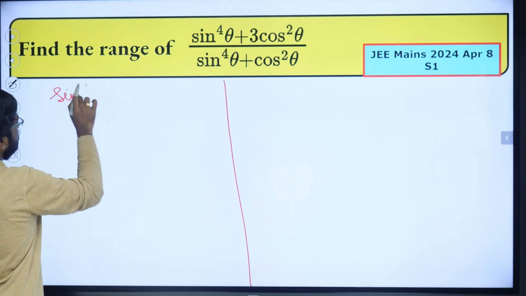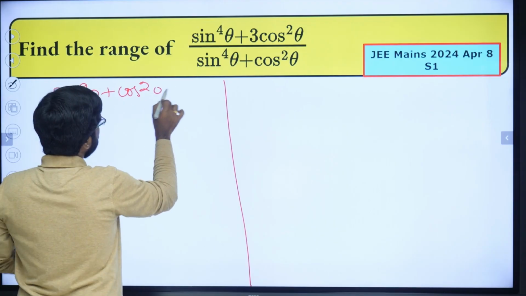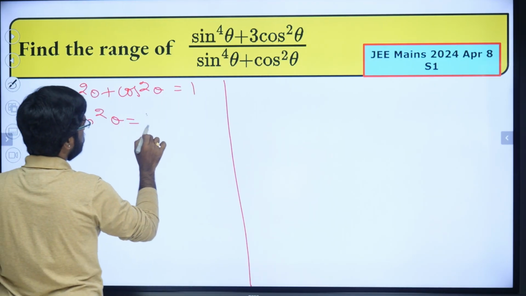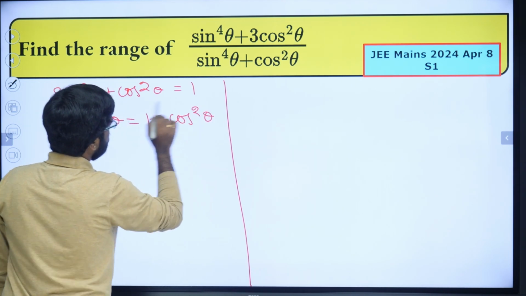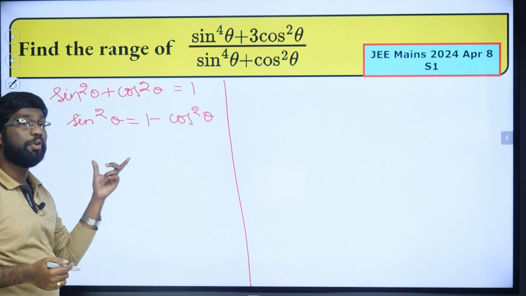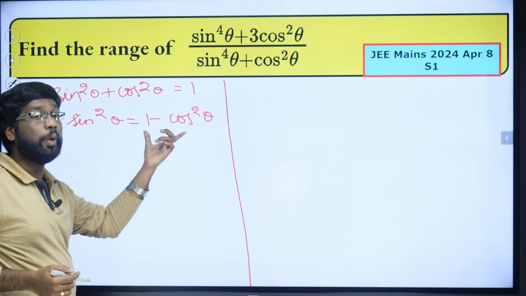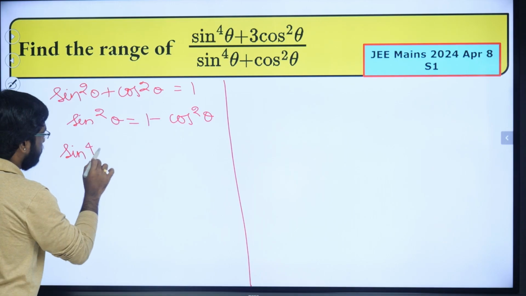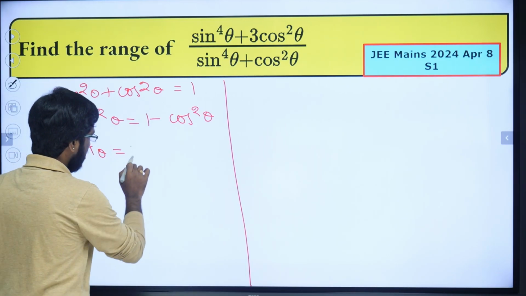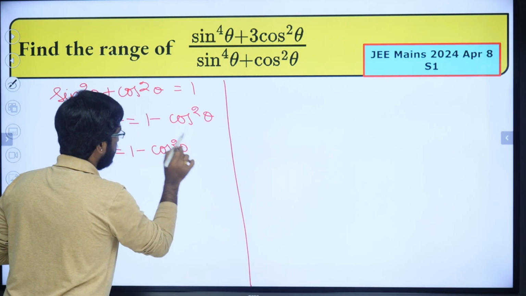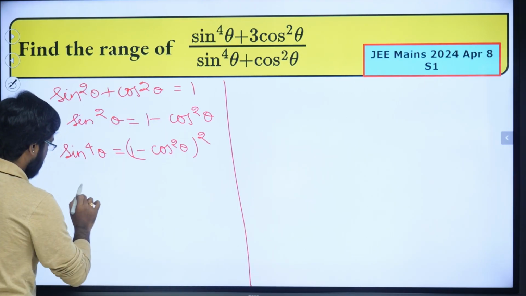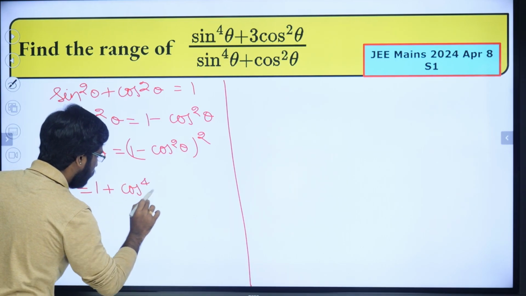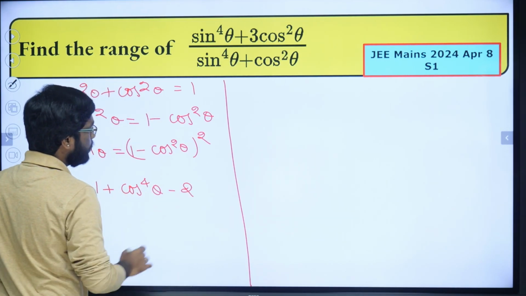Sine square theta plus cos square theta is equal to 1. So sine square theta is equal to 1 minus cos square theta. I want sine power 4 theta only, so what am I going to do? I am going to square both sides. So sine power 4 theta is equal to 1 minus cos square theta, the whole square. Now if I expand this, 1 plus cos power 4 theta minus 2 cos square theta.